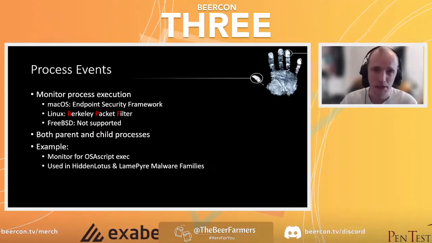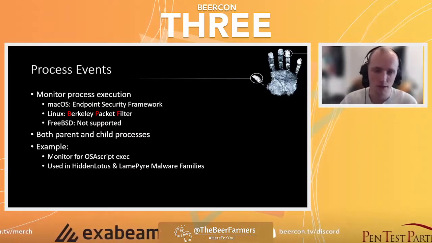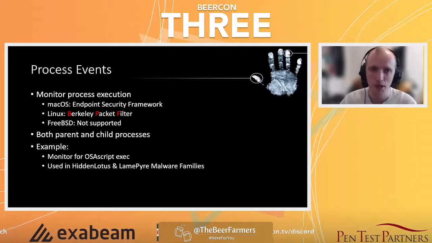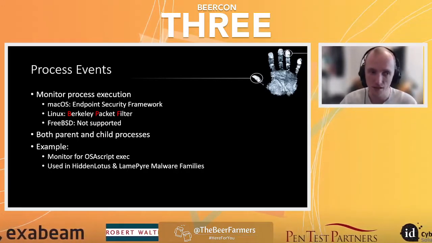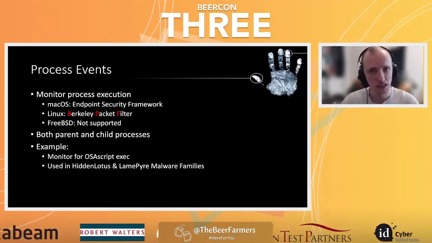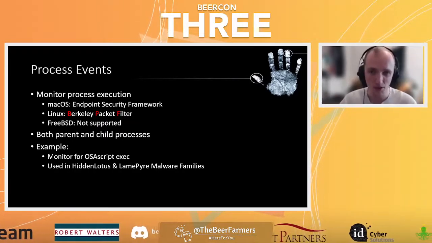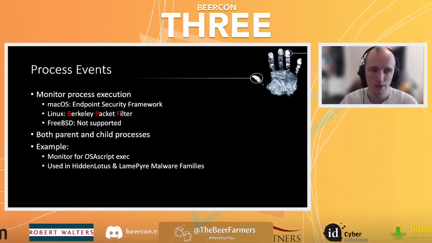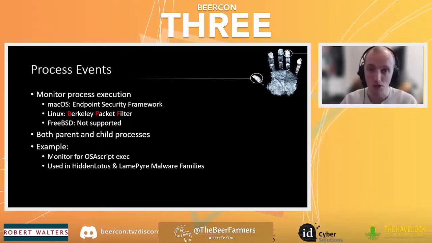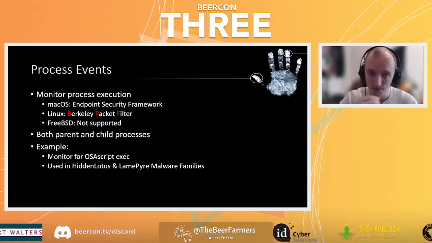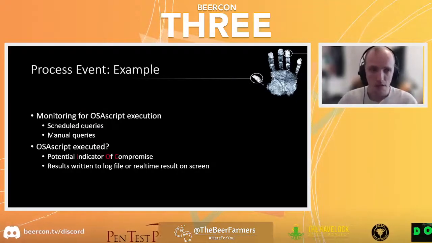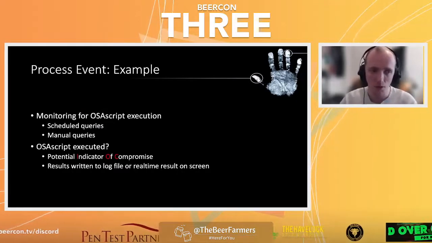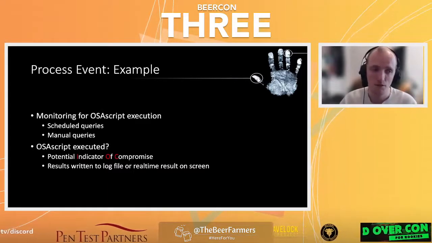As an example, there are two malware families that I know of, Hidden Lotus and Lamepire, who basically use OSA scripts to initiate certain actions. So if we monitor process events for OSA execution, you can potentially catch Hidden Lotus or Lamepire or something else that uses that specific functionality in macOS. Now, as mentioned before, we can monitor for OSA scripts. Now, how to do that?